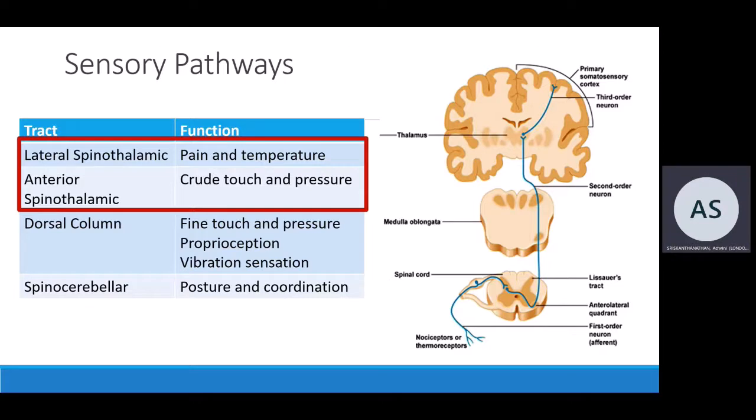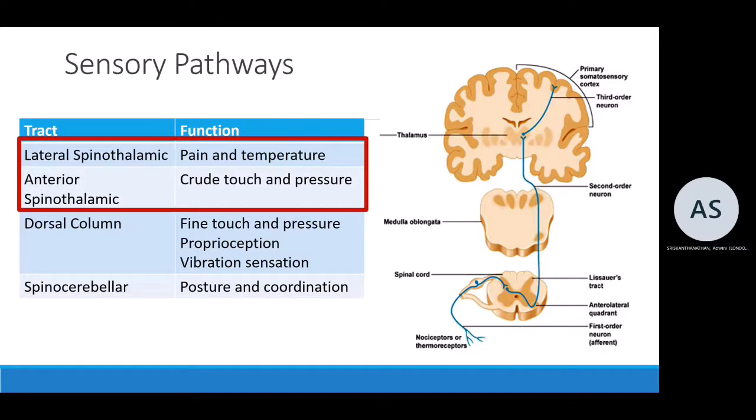So the key thing here to remember is with the spinothalamic tract, there are 3 order neurons. It synapses twice. It crosses over 1 or 2 levels above the level at which it originates. And the key places it crosses over are in the dorsal horn and then in the thalamus.